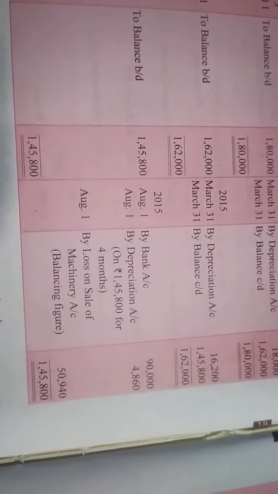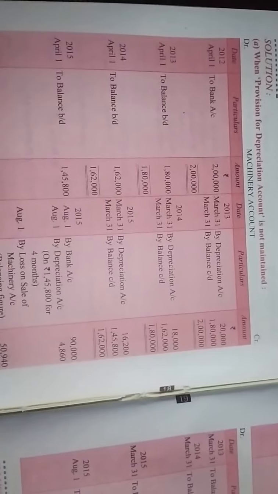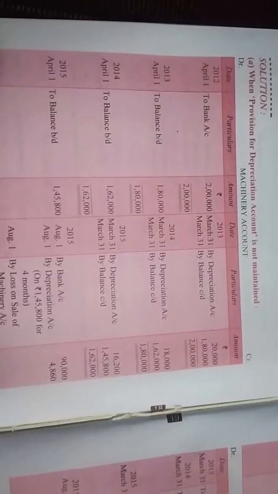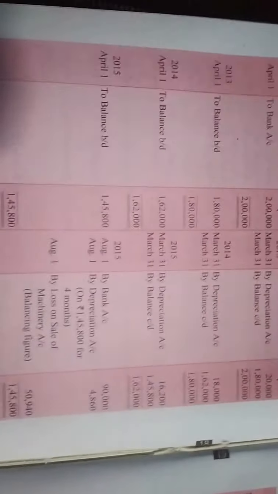This is the solution of the written down value method question. The machinery account is prepared by us.